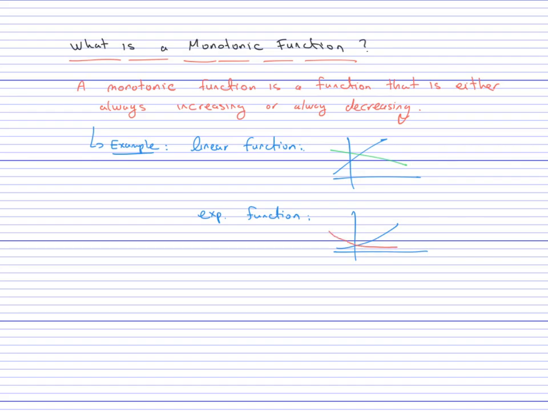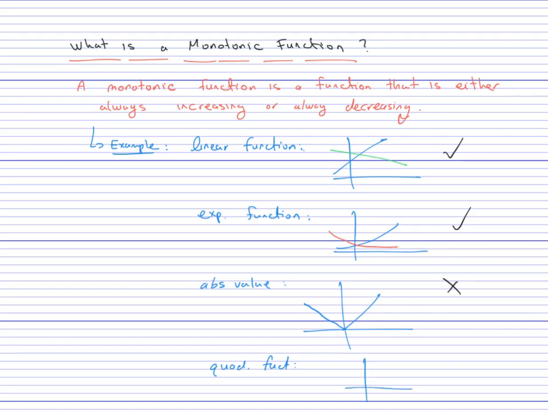Okay, what about the absolute value function? We said that in this case, the graph looks something like that. A V. That's not a monotonic function, because when x is less than 0, it's a decreasing function, and then it becomes an increasing function. So it's not always increasing or always decreasing, and therefore that's not a monotonic function. What about the quadratic function?